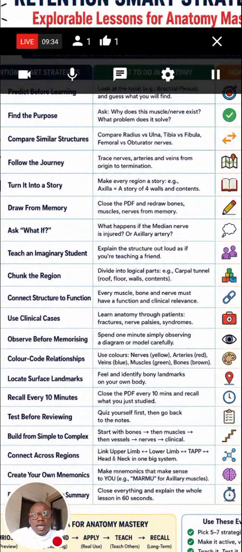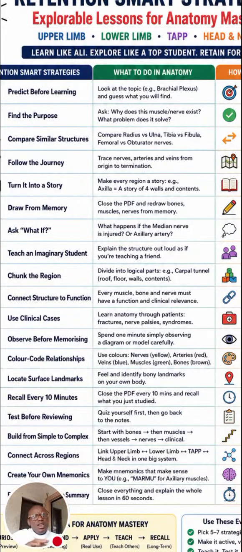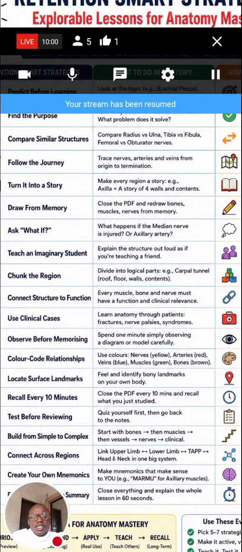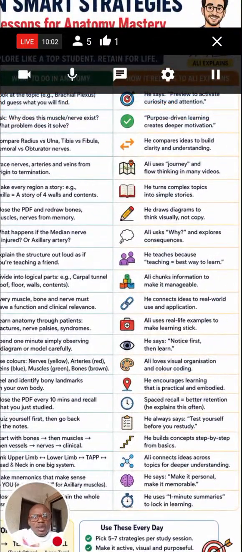All right, let's look at another one. Make every region a story. Are you seeing it now? The axilla is a story of 4 walls and content. That is reducing the whole of the complex thing to a single sentence of story. How does this telling story apply? I said it turns complex topics into a simple story.